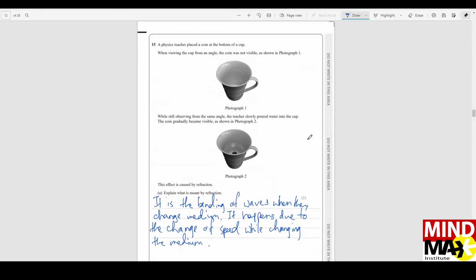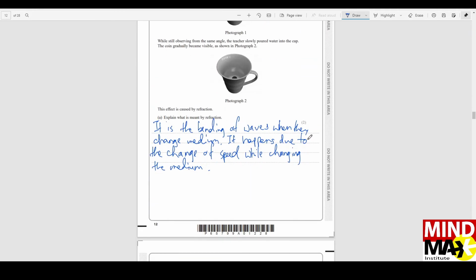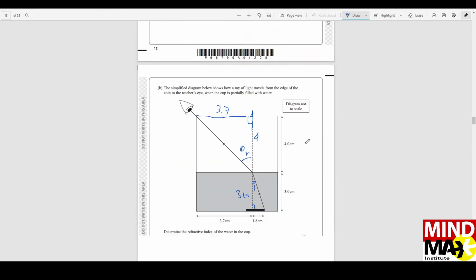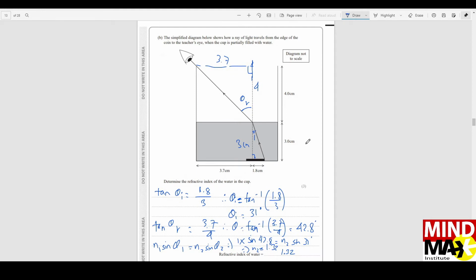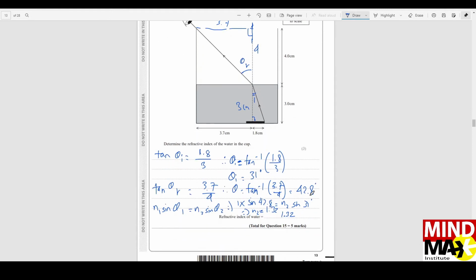So number 15 is about refraction. Refraction is the bending of waves when they change medium. It happens due to the change of speed while changing the medium. Here, you have to find the refractive index of the water. To find it, you have to make use of this formula, Snell's law: N1 sine theta 1 = N2 sine theta 2.